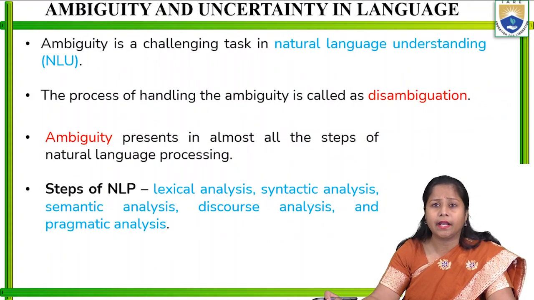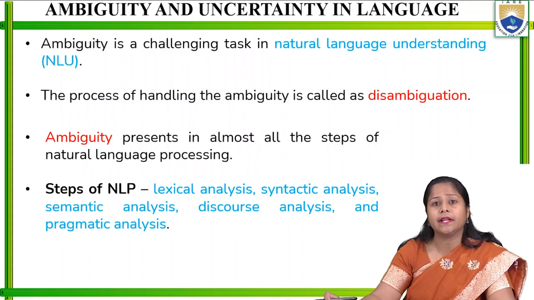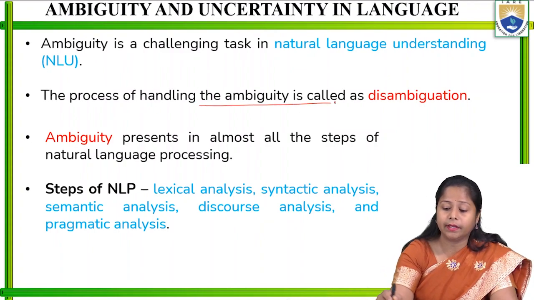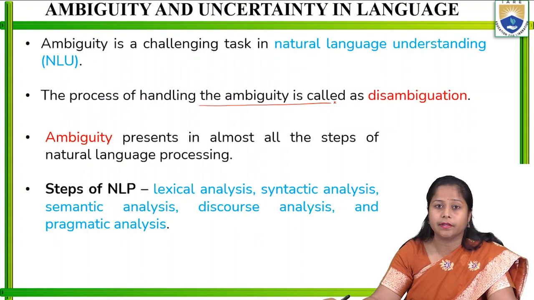Now, ambiguity can be a challenging task in natural language understanding. Why? Because the machine has to understand, according to the model, what the interpretation can be. The process of handling ambiguity is called disambiguation. When we remove the ambiguities, that is, more than one meaning of a word or sentence, removing those is called disambiguation. So that is a method.